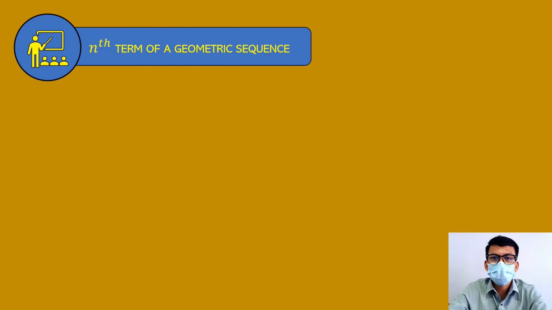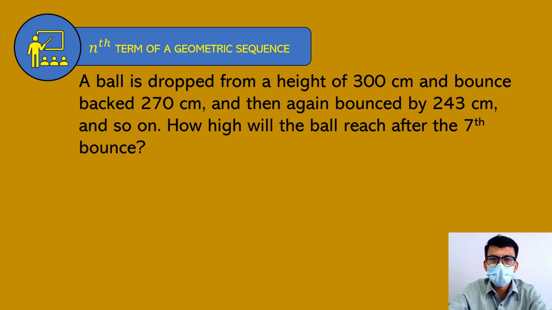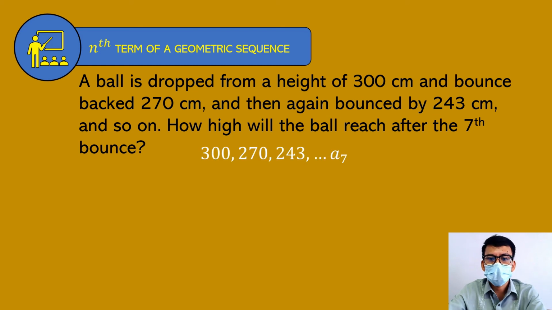Okay, let's have a problem. The last example. A ball is dropped from a height of 300 centimeters and bounced back 270 centimeters, and then again bounced by 243 centimeters, and so on. How high will the ball reach after the seventh bounce? So this is now the given sequence: 300, 270, 243, until the seventh bounce.